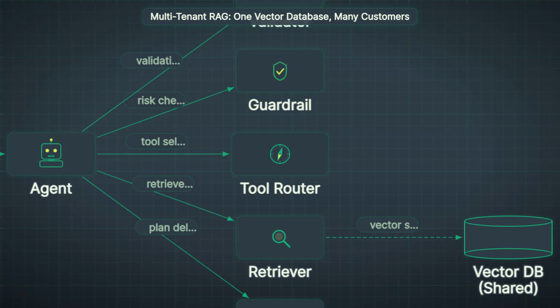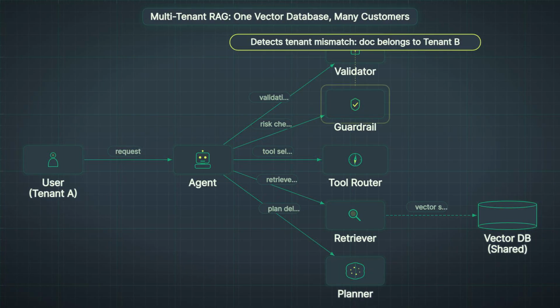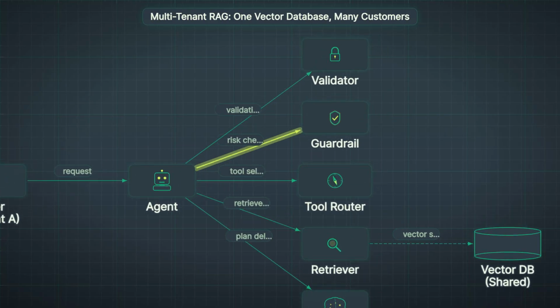Even with the right tool, we haven't verified the results are truly tenant A's. That's where our guardrails come in. Here's the nightmare scenario. The vector database might return a document indexed under tenant B, but with a similar embedding to tenant A's query. Without a strict metadata check, the agent could feed tenant B's sensitive data into tenant A's answer. The guardrail station detects this.